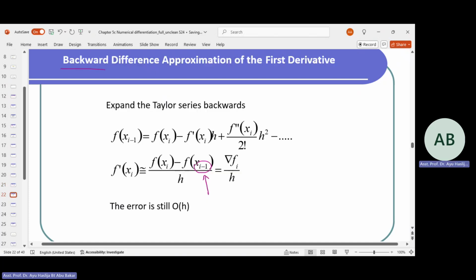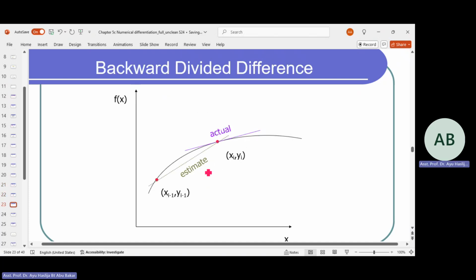Now, backward, it moves backward. This is the given x. Okay, so backward, you go back 1 point. Okay, so that is your estimation. The dy dx, which the actual is this part. Okay, that one backward. Notice the sign.